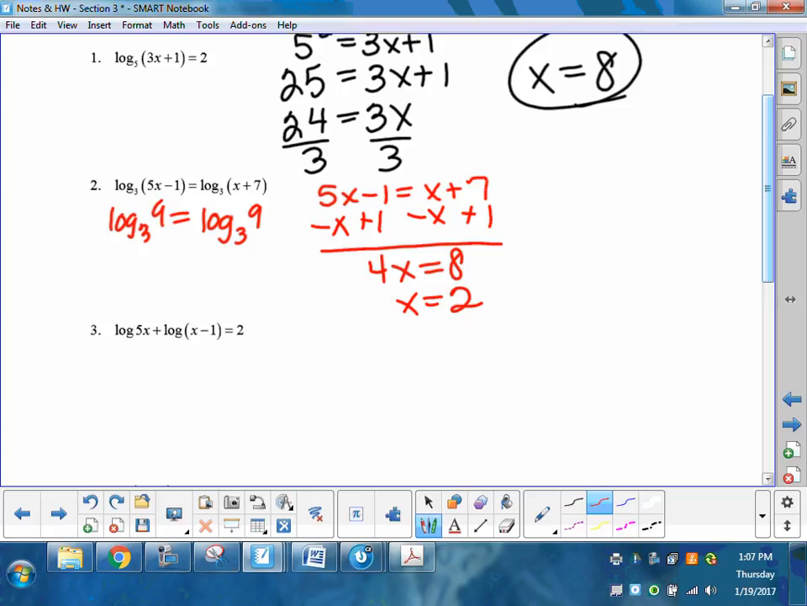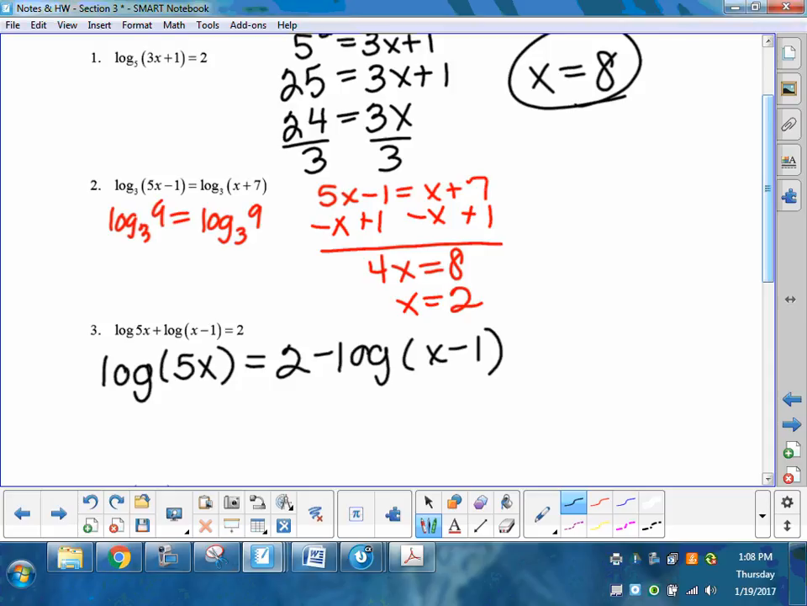How is number 3 different from the first 2? Because our approach is going to be a little different. How is 3 different? Two logs on the same side. Someone said before, can we subtract over one of those logs and set them equal to each other? Watch what happens, because we're going to erase in a second. This is the log of 5x is equal to 2 minus the log of x minus 1. Why can't I set the arguments equal right now? Because of that 2. So I'm going to get rid of that.